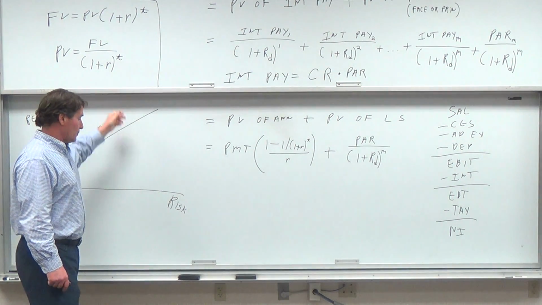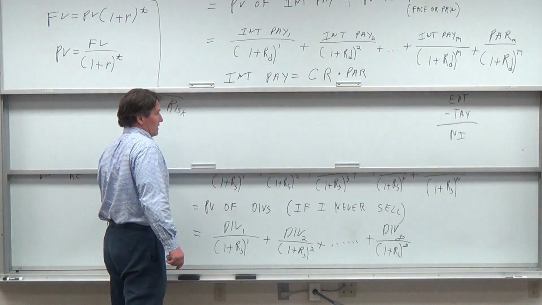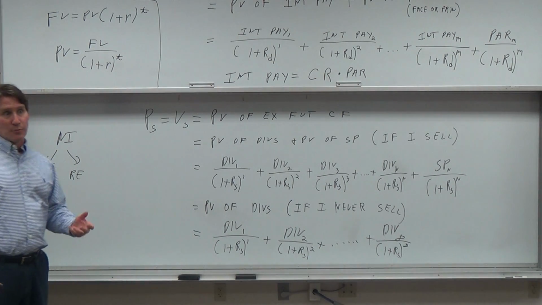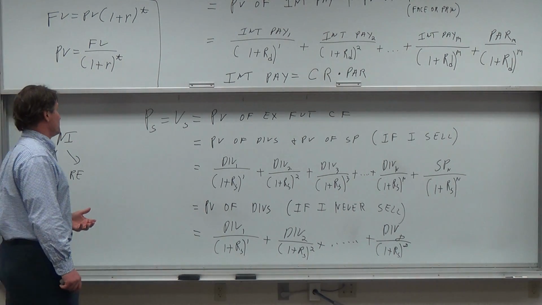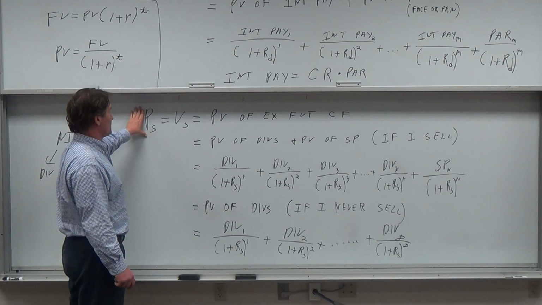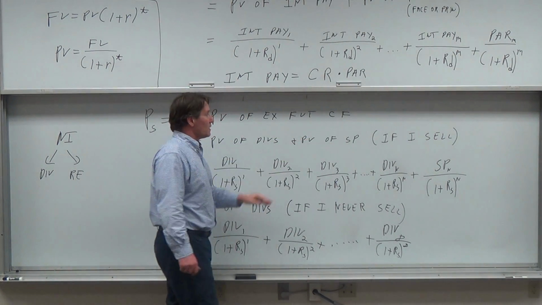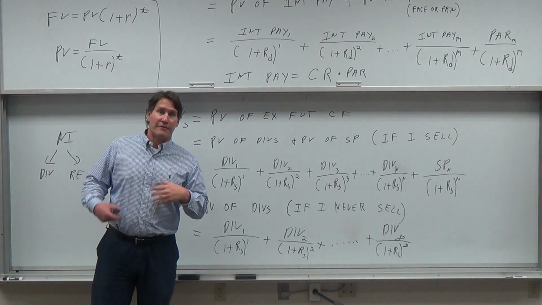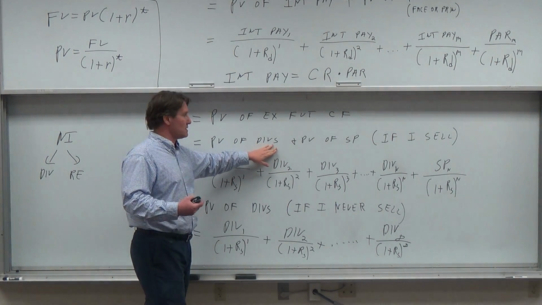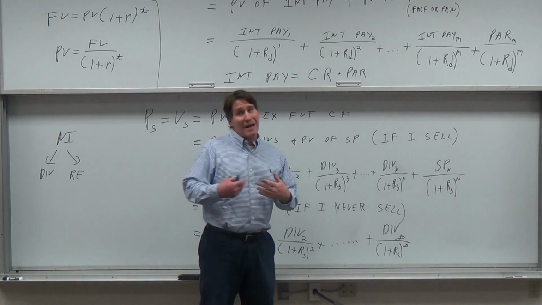Now let's talk about the price of a stock. How do we price any financial asset? The price of any financial asset is the present value of expected future cash flows. So the value of a share of stock is the present value of expected future cash flows. What do we call the cash flows? Well, if I eventually sell my stock, it's the present value of all dividends I receive until I sell the stock, and the present value of the selling price. I don't have to sell my stock.